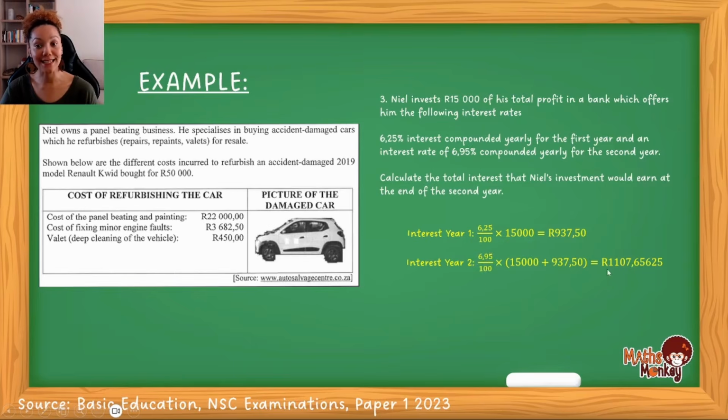And so for the second year, he's going to earn 1,107.65625 for the second year. So in total, calculate the total interest is what they want to know, right? So his interest for the first year is this amount, his interest for the second year is this amount. Take note, I've kept all of the decimals and I only round off my final answer. And your final answer, when you're working with money, will always be 2 decimal places. So in total, the amount of interest he will get based on the scenario given is 2,045 and 15 cents.